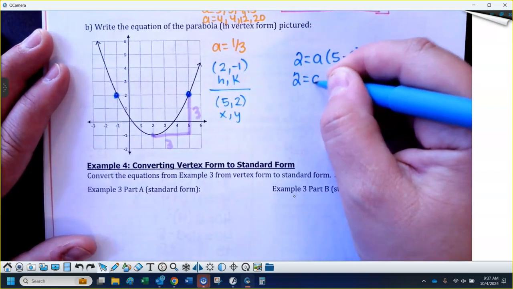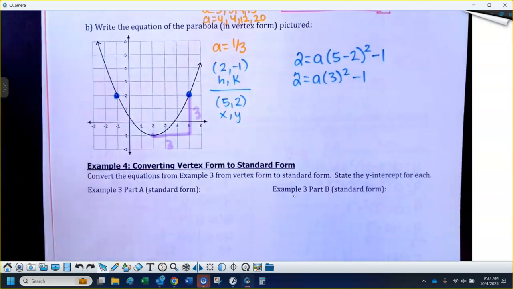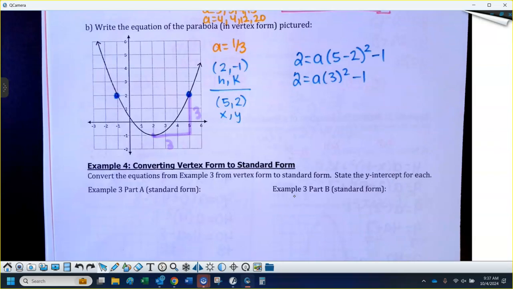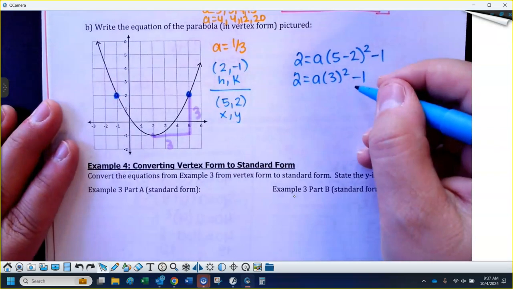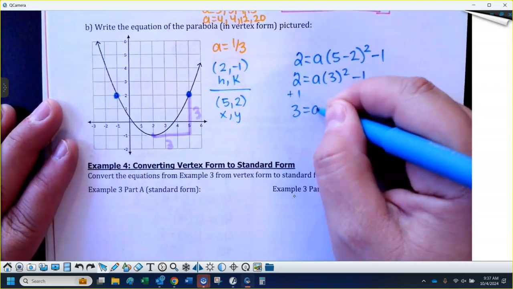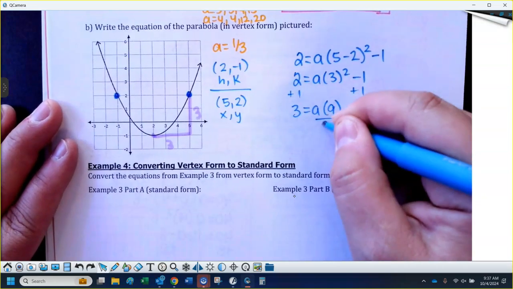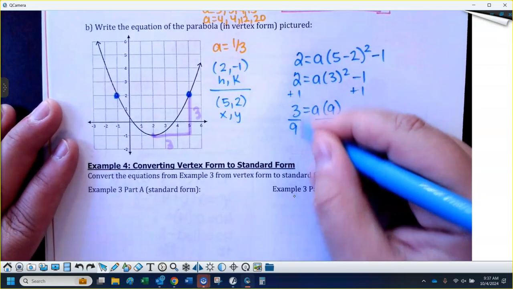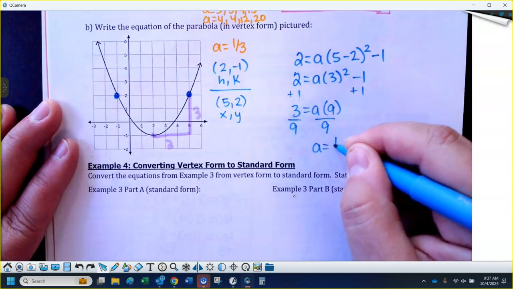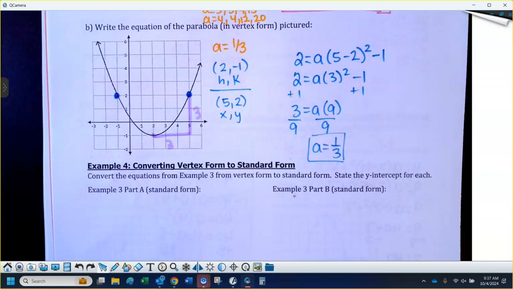You could also use this to find your A value, and then plug it back in. But you might be able to tell from the graph. So if you can tell from the graph, you just ignore what I'm doing right now. I'm going to add 1 here. You'd get 3 equals A times 3 squared would be 9, and then you divide by 9. And 3 divided by 9 is going to reduce to 1/3. So if you can get it from the graph, that's awesome.